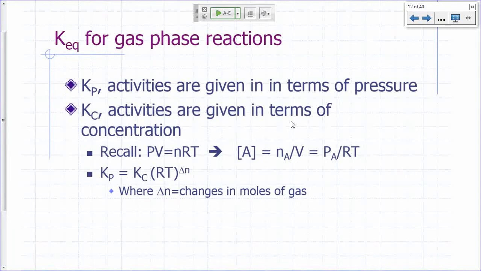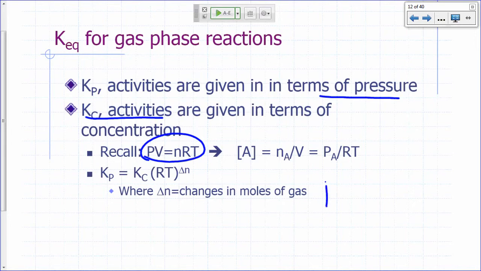Now, for gas phase reactions, activities are typically given in pressure, as we mentioned earlier. But sometimes you can have activities expressed in terms of concentration. So you need to be aware of this, okay? And what do we mean by concentration in the gas phase? If you recall your ideal gas law, PV equals nRT, we can rearrange this to say what?